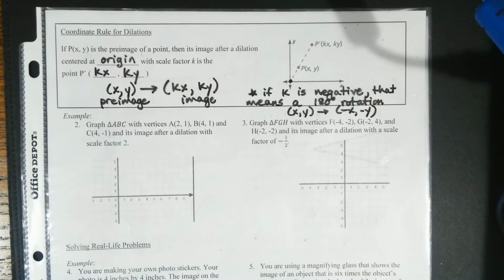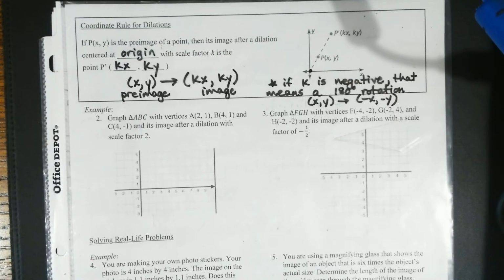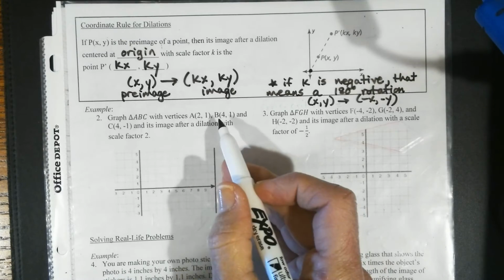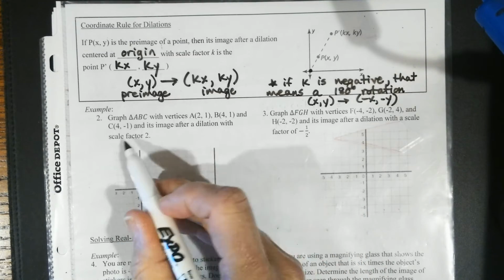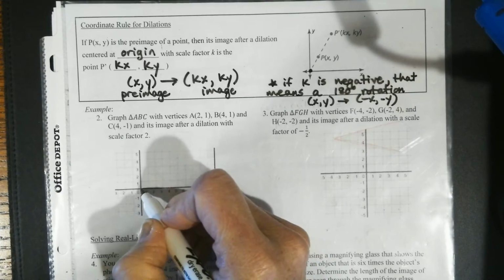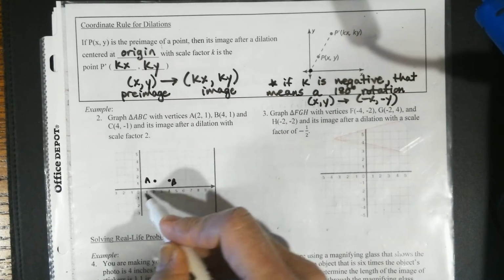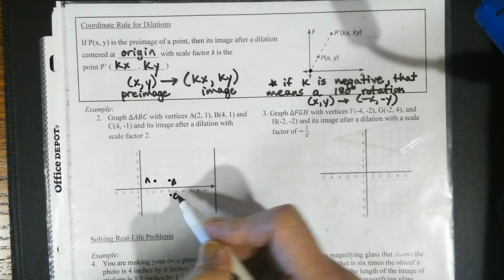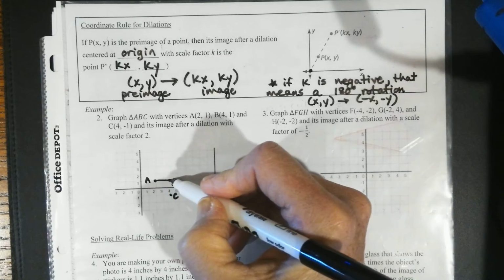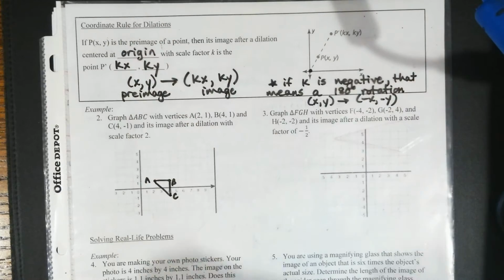Okay. So again, these are notes, but I'm going to show you how it works. First of all, what we're going to do is we're going to graph ABC with these vertices. And then the dilation with a scale factor of 2 is going to double it. So we'll start with A at 2, 1. And B is 4, 1. And C is 4, negative 1. So normally I would not try to eyeball it, but this is so small I'm going to.